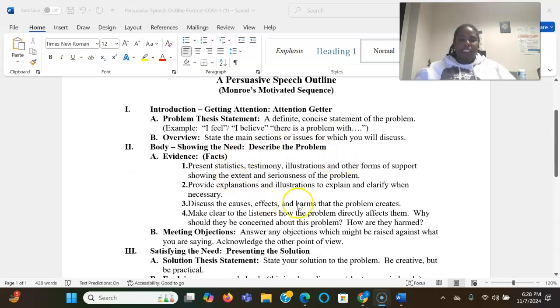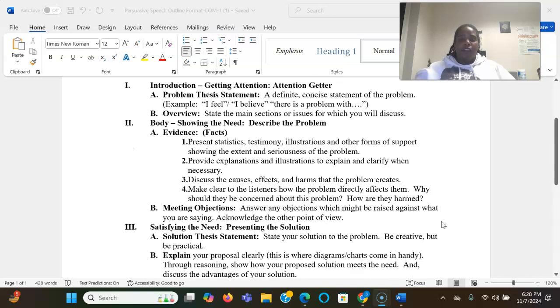Now here's the need section. You can use one, two, or any combination of these. You can provide statistics, visuals, talk about the problem, describe and illustrate what the problem is, talk about the causes, effects, and the harms that the problem creates, and talk about how this problem directly affects listeners and communities, how they're harmed by this issue. But because this is a persuasive speech, we are taking a stance on a certain issue.